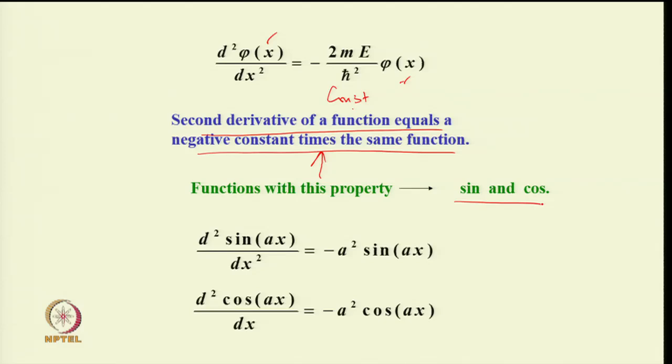A function with this property is the sine and cosine function. Now, let us think about what will happen if I take the second differential. So, let us take the second differential of sin Ax.